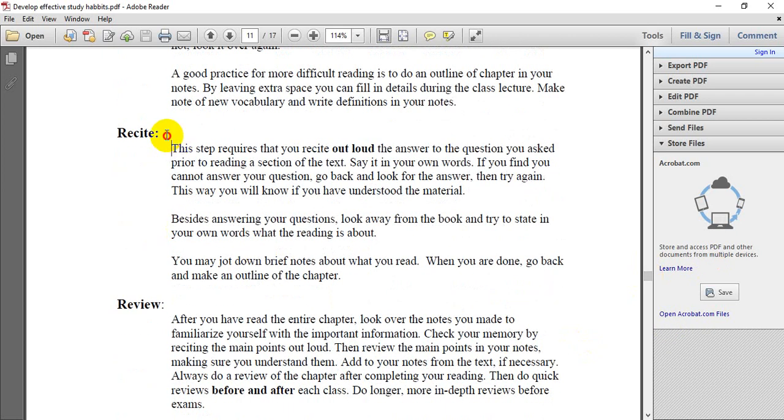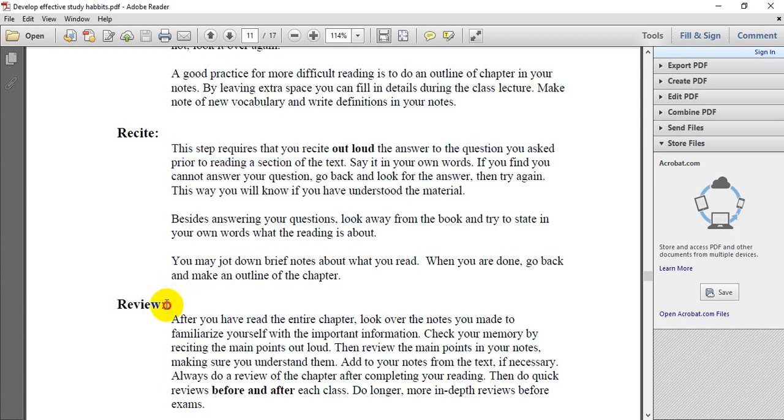R is for recite. This step requires that you recite out loud the answer to the question you asked prior to reading a section of the text. Say it in your own words. If you find you can't answer your question, return and look for the answer. Then try again. This way, you will know if you have understood the material or not. Besides answering your questions, look away from the book and try to state in your own words what the reading is about.